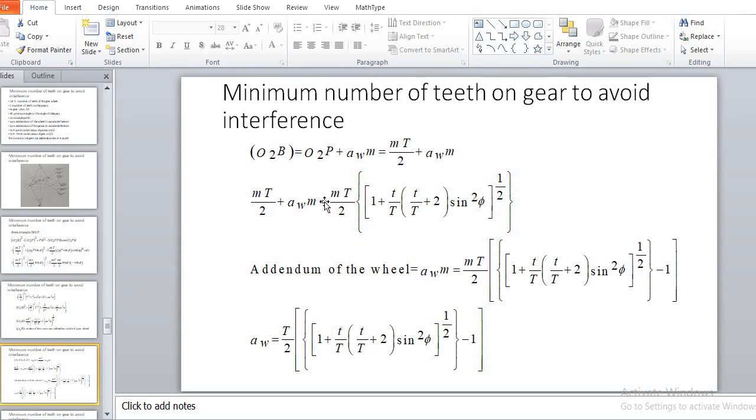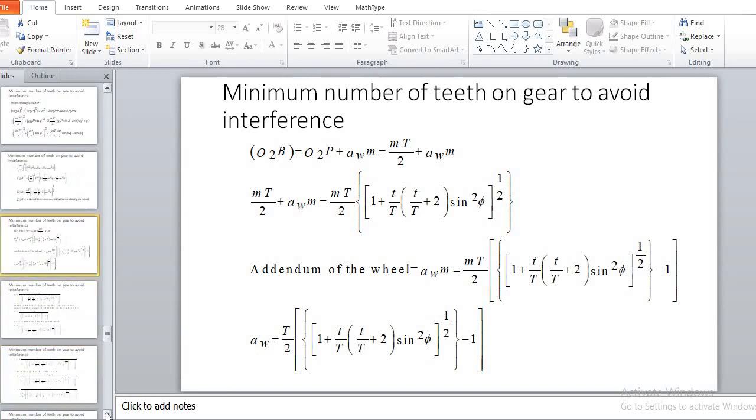Now simplifying this, we get AWM equal to mt by 2 into the bracket of the square root of 1 plus t by t into bracket t by t plus 2 sin square phi, whole term, minus 1. So this m cancels, and AW becomes t by 2 into the bracket like this.